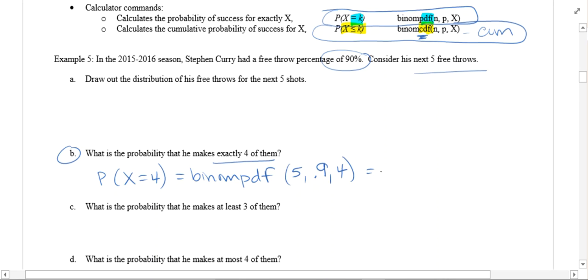Okay, so we're going to go to second distribution and scroll down until you get to, make sure you pick the right one, binomial PDF. Enter 5, 0.9, 4. Okay, so here you should get 0.328. Were there any calculator difficulties or technicalities? Please help each other out. Go ahead and pause this if we've got questions on where that command is before we keep going. If you need help, ask a partner next to you to see if you can grab that command.